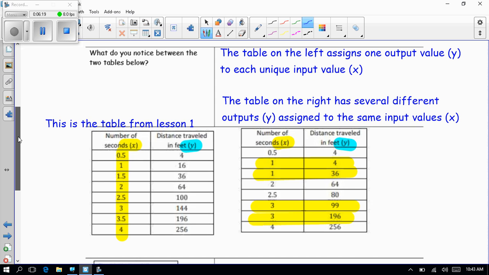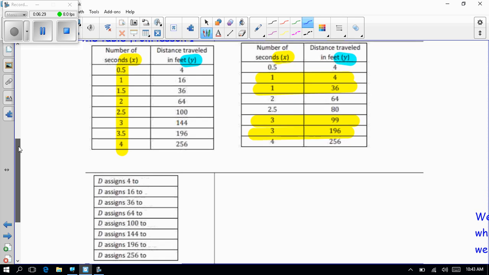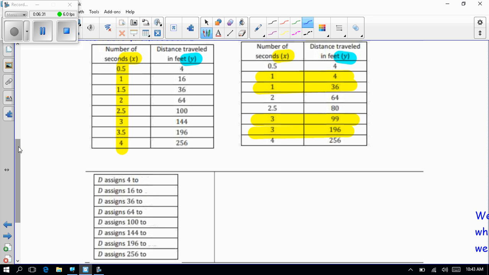Okay, let's move on. So down here, we have D assigns 4 to, D assigns 16 to. This is different language. It's a different way of talking about it. So if we're talking about our function being called function D for whatever reason, this is function D.